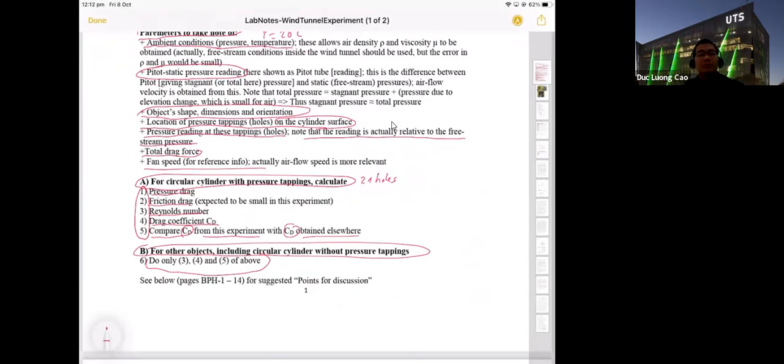You don't have to do step 1 and 2 because step 1 and 2 are for 21 holes. You find pressure drag in the 21 holes and friction drag in 21 holes. But for part B, we cover 21 holes already, and we don't use the data in 21 holes. So that's why for part B, you do steps 3, 4, 5. You find the Reynolds number, you find the drag coefficient CD, and you compare CD from experiment with CD obtained from elsewhere. That's enough. Easy.